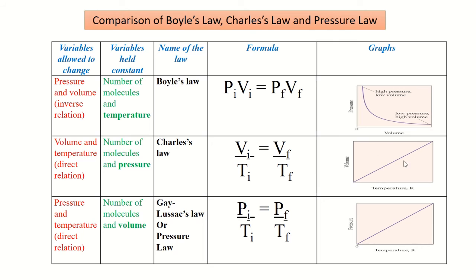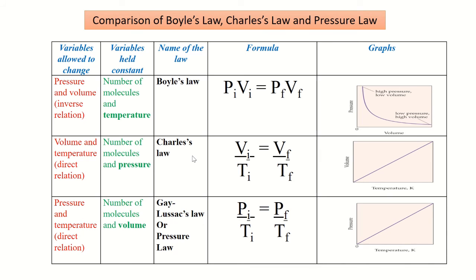So what information is coming from the graph? If the temperature is more, then the volume is more. If one parameter is increasing, then the other parameter is also increasing. So this kind of graph is known as the VT graph, or the Charles's law graph.